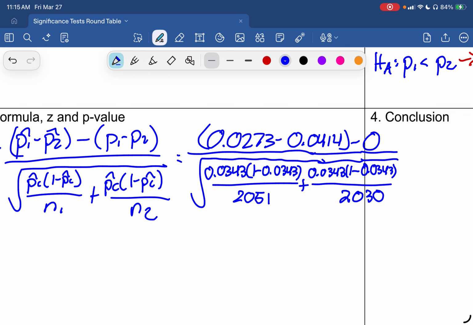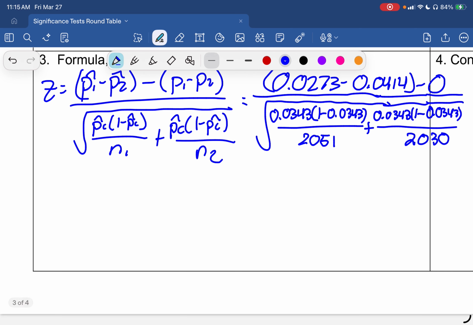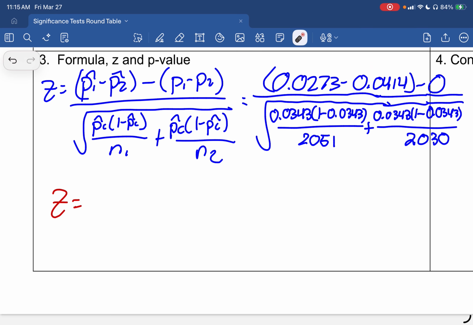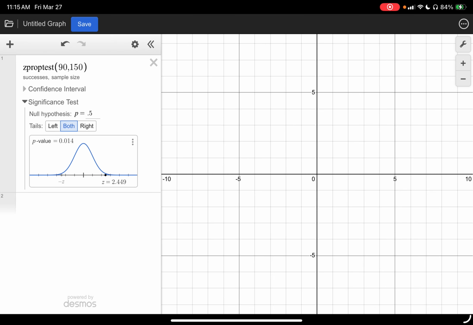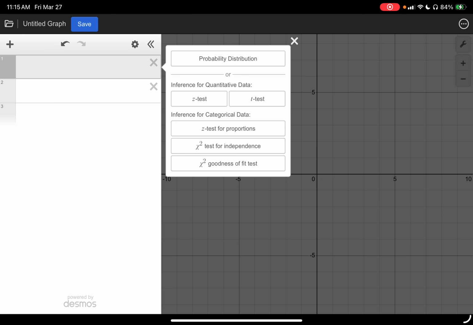It earns you no credit to just simply say z equals blank from Desmos. No one knows what you mean by that. Show the formula, show what you plugged in. Then you can type this in the calculator and go, all right, guys, now I'm going to check.